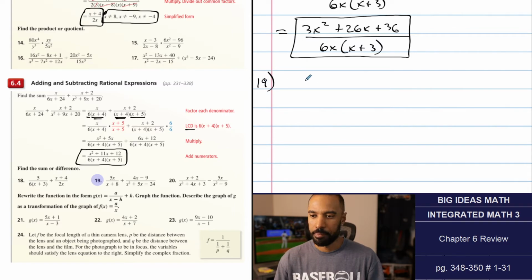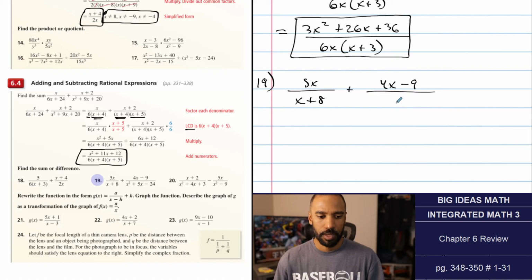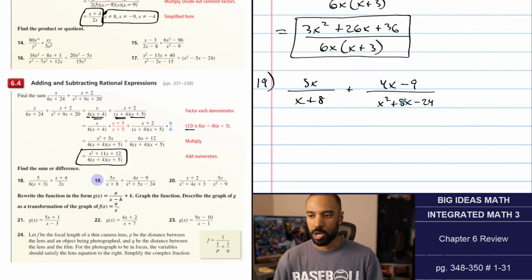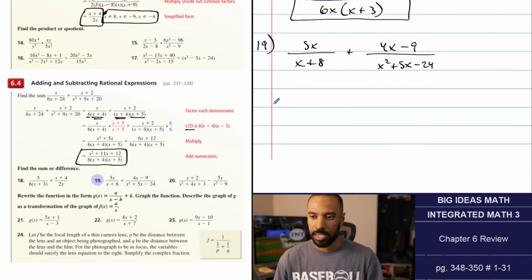Also an addition problem. We've got to deal with subtraction here in a moment. 5x over x plus 8 plus 4x minus 9 over x squared plus 5x minus 24. Before we begin this one, let's start by factoring this denominator here, because nothing else can really factor, right? So down here, this factors to x plus 8 times x minus 3.